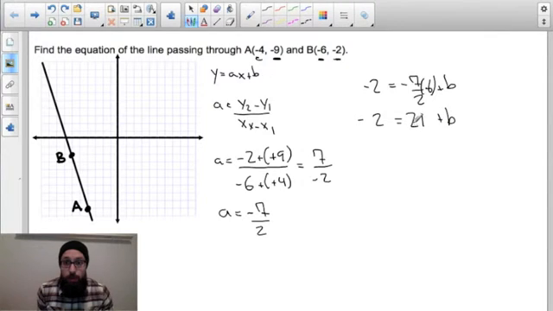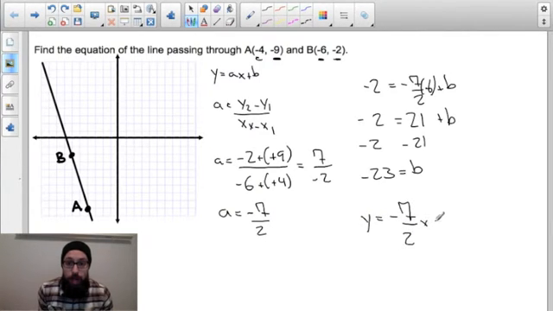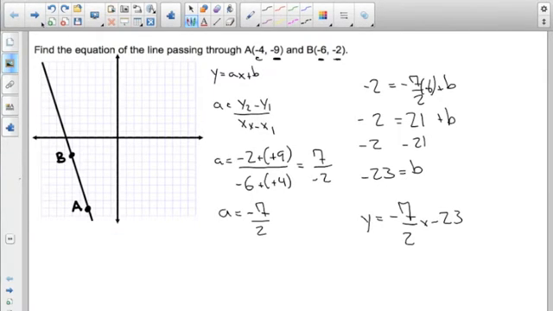Now, if I want to solve this, I need to get my 21 over to this side. So I'm going to subtract 21 on both sides. Now I have b is equal to -23. And now I can plug in the rest of my equation. So now I have y is equal to -7 over 2 x plus, well, not plus actually in this case, just minus, because it's -23. That's our rule. That's it. We solved it algebraically and we used our equation.